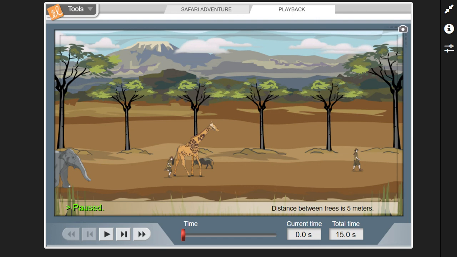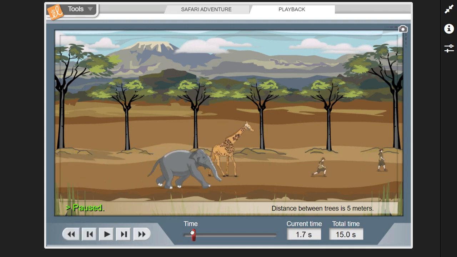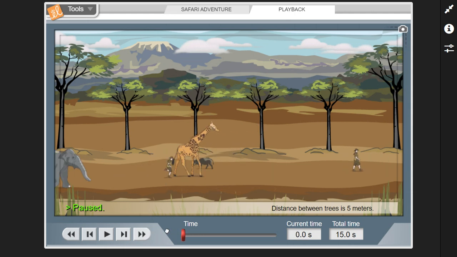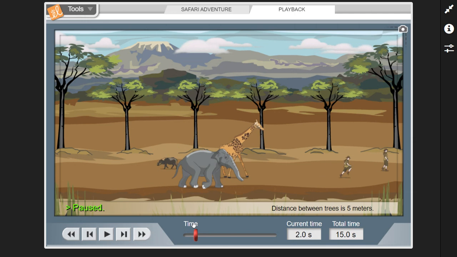Let's start with the giraffe here. The giraffe is starting at 0, so we can move the giraffe to that tree. Now we're looking at where the mouth is lined up with the tree for the giraffe, and we're going to watch the giraffe go 5 meters. So the distance the giraffe is going to go is 5 meters. On the data table that you have, you can write giraffe. For the distance, it's going to be 5 meters.